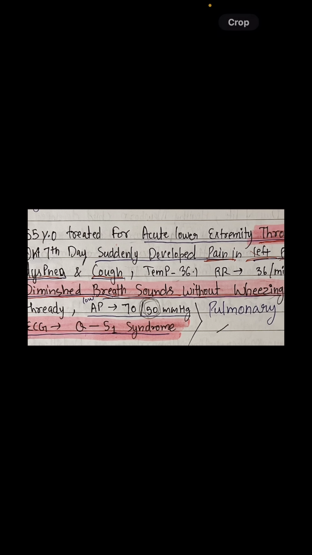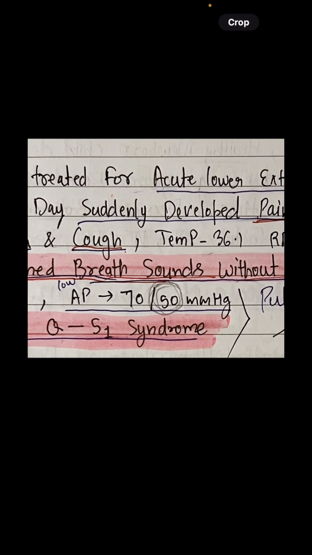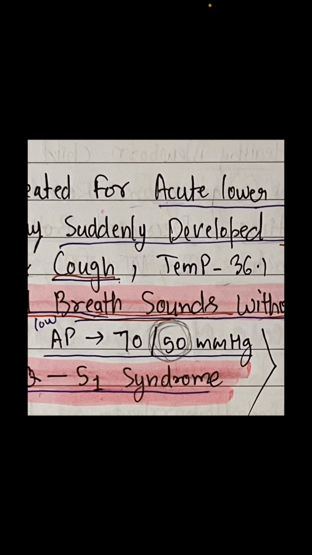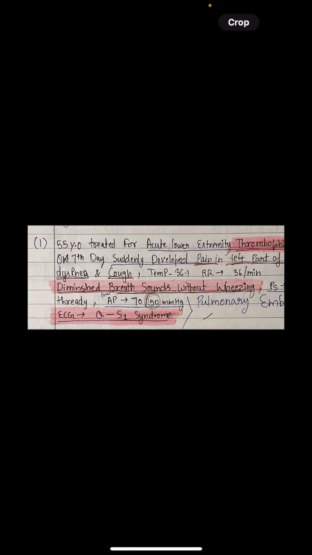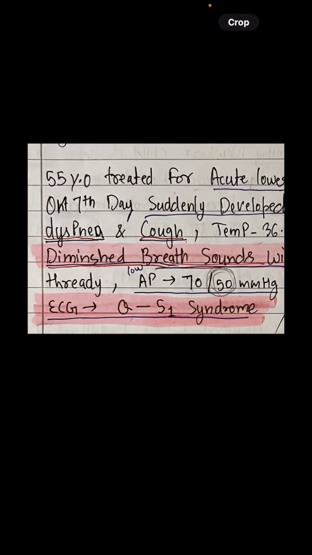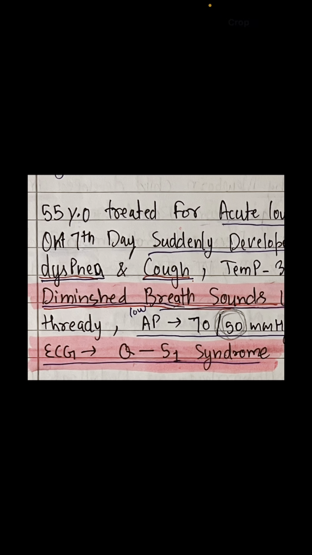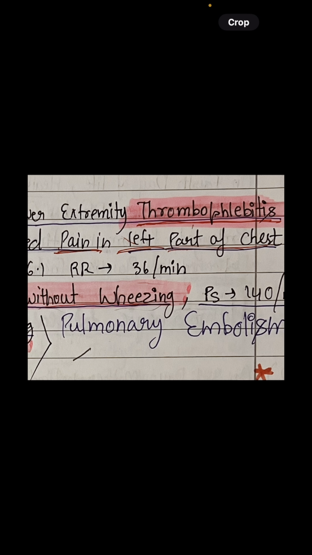The pulse is thready. Arterial pressure is severely low. When something is stuck in the arterial supply, the arterial pressure will reduce because the heart cannot pump properly right now. And another hallmark is ECG findings. So Q2S1 syndrome is seen in pulmonary embolism.